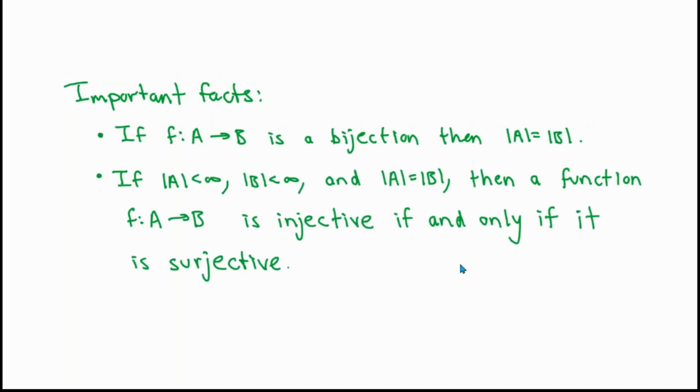The second important fact is that if you have two finite sets A and B with the same cardinality, then a function f from A to B will be injective if and only if it's surjective. This can save you some time in certain proofs because for finite sets with the same cardinality, if you're trying to show that a certain function is a bijection, you only need to check that it's injective or surjective, and the other property automatically follows. I want to emphasize though that the assumption that A and B are finite sets is crucial here, because this result is not true in general for infinite sets.